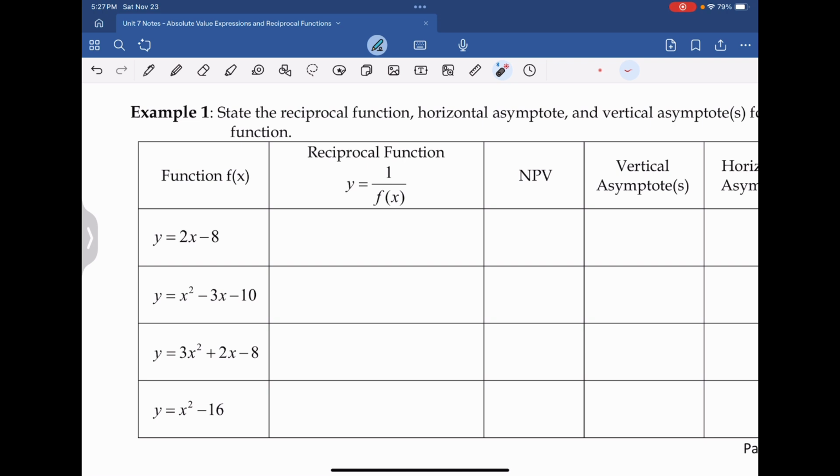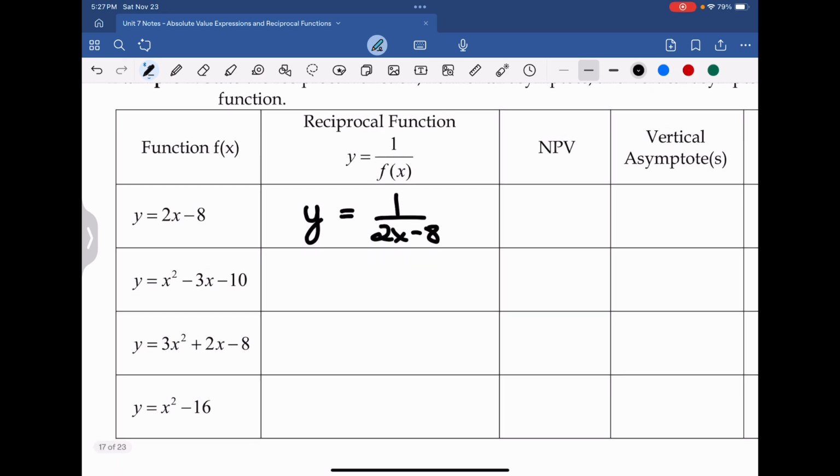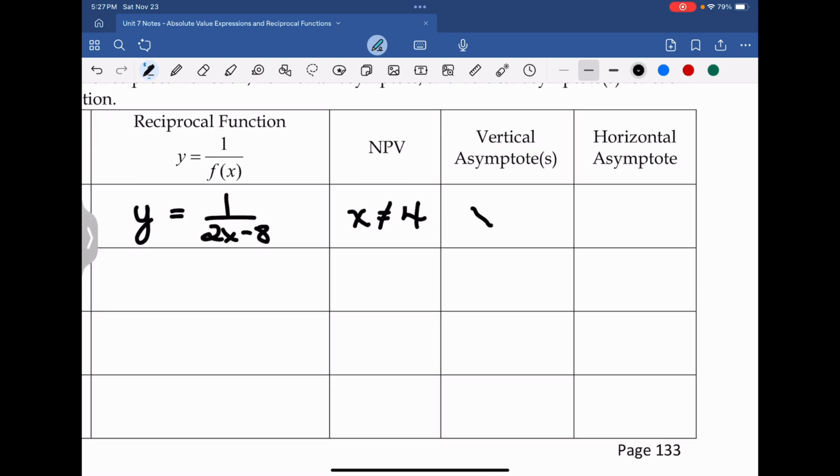So if we know that the reciprocal function is always just 1 over the function that they give us, what we're going to do is write the first one as the following. We're going to write the reciprocal as our output is equal to 1 divided by the original. Okay, what is our non-permissible value? Well, our non-permissible value comes from the denominator, and in this situation, if we simplified it, we would get an x value not equal to 4, because if it's a non-permissible value, hopefully it doesn't equal this. Our vertical asymptote is defined by the NPV, so x is equal to 4. That is the line that creates our vertical asymptote.